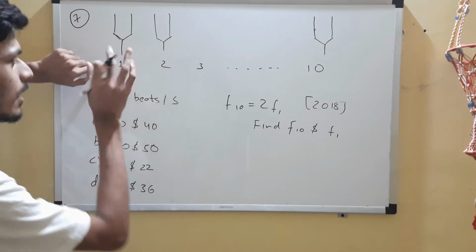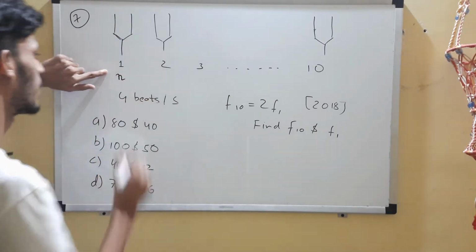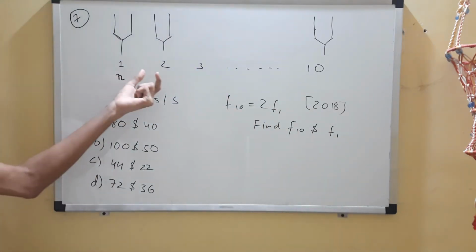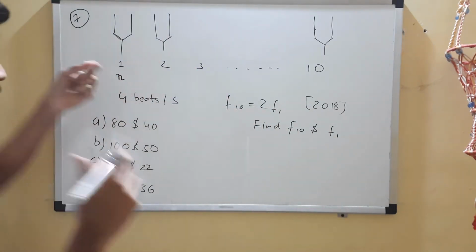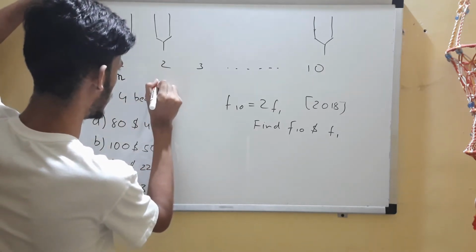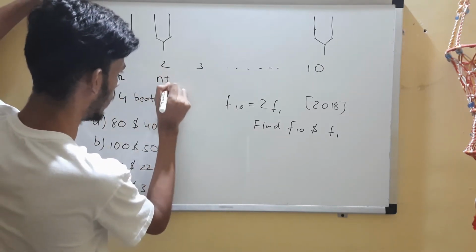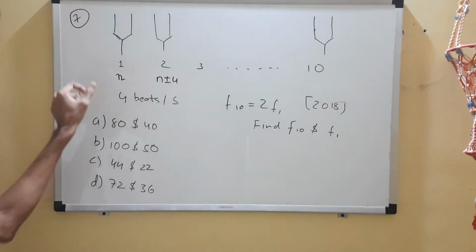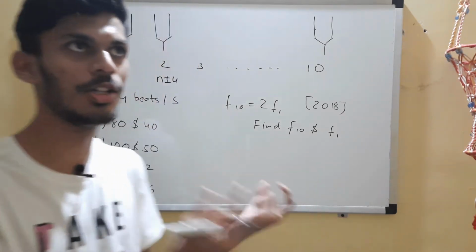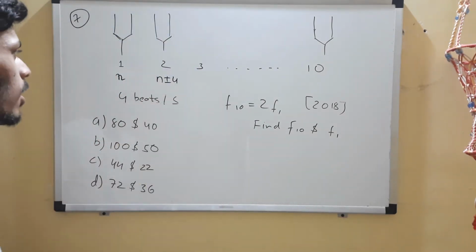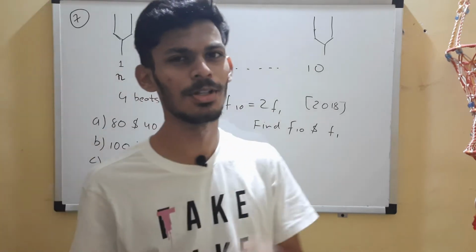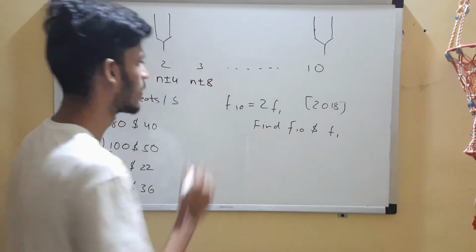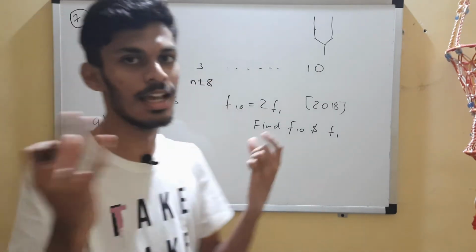So tuning fork 1, let's assume its frequency to be n. Now since it produces 4 beats per second with the tuning fork 2, the difference in their frequencies should be 4, right? So the frequency of the second tuning fork can be n plus minus 4. Correct, the difference in their frequencies should be 4 in order to produce 4 beats per second. Now going to the third one, the second and the third one also produce 4 beats per second. So again follow the same pattern, n plus minus 8. You can see that the difference in their frequencies is again 4.